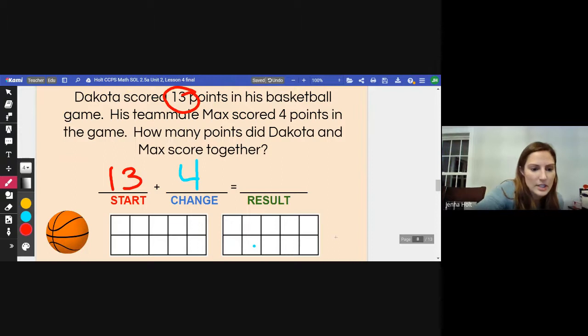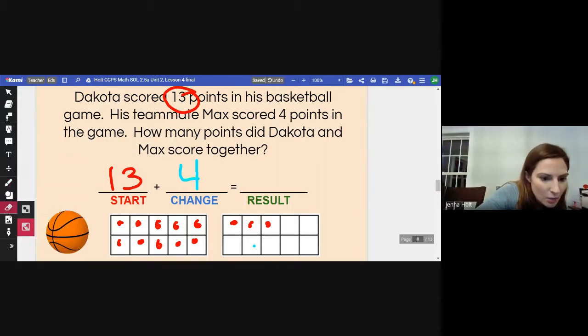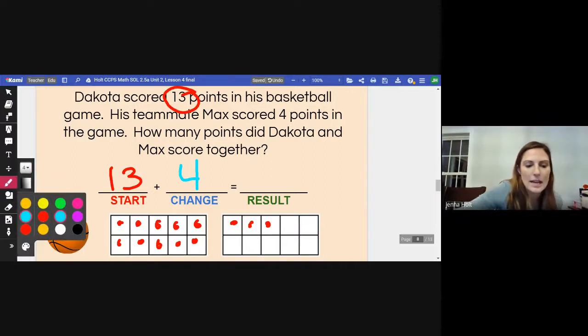And we're going to see if we can solve for the result. So looking down here, let's go ahead and plug in 13. 1, 2, 3, 4, 5, 6, 7, 8, 9, 10, 11, 12, 13. All right, now we're adding 4. So when I add 4, I'm going to do that in a different color just so I can make sure that I've added correctly. If I did it all in red, then I might lose count of what I've added, might be a little bit harder to solve.